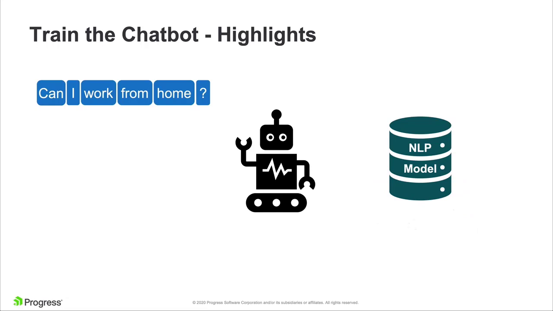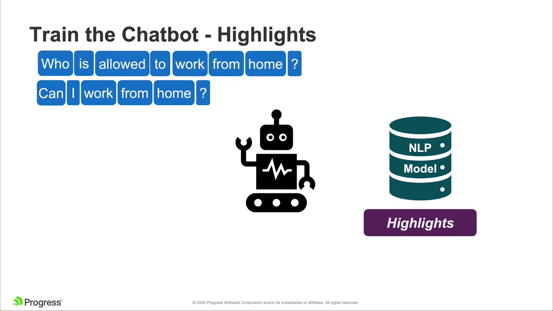Next, we're looking at highlights. If we have multiple ways of asking the same question, which then leads to the same answer, the chatbot can look at the tokens that are in common between the two. So in this case, whenever we see work from home, the chatbot can give more value to these tokens. Whenever it matches those, it can be more sure that this is the right response. And then those highlights go into our NLP model.